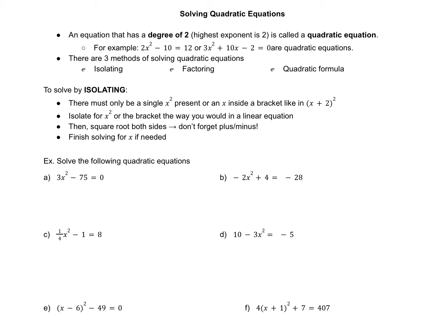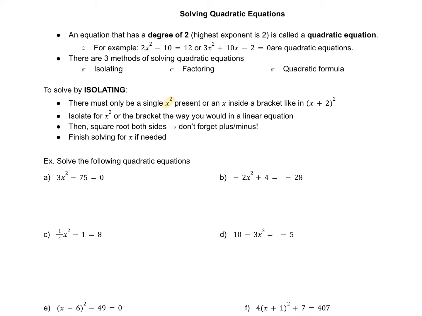Now, for you to solve by isolation, your quadratic equation has to be in a specific form. And that form is that there is only a single x squared term in your equation. So for example, if you look at A, B, C, and D, you will notice that there's an x squared term in your equation, but there is no other variable. There's no other x to be found. It's just the x squared.